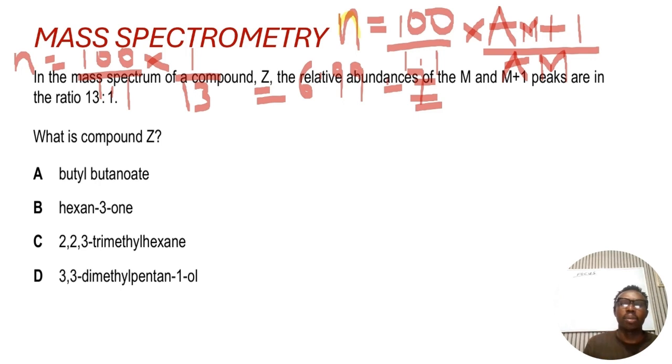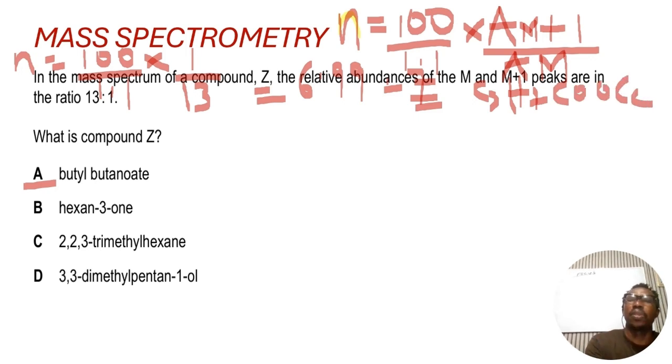So the correct answer would be the organic compound that contains 7 carbon atoms. Let's analyze the compounds one by one. If we look at A, which is butyl butanoate, butyl butanoate will be C3H7COOC4H9. So automatically we have 8 carbon atoms here: 4 plus 1 is 5, 5 plus 3 is 8. So butyl butanoate is not the answer.